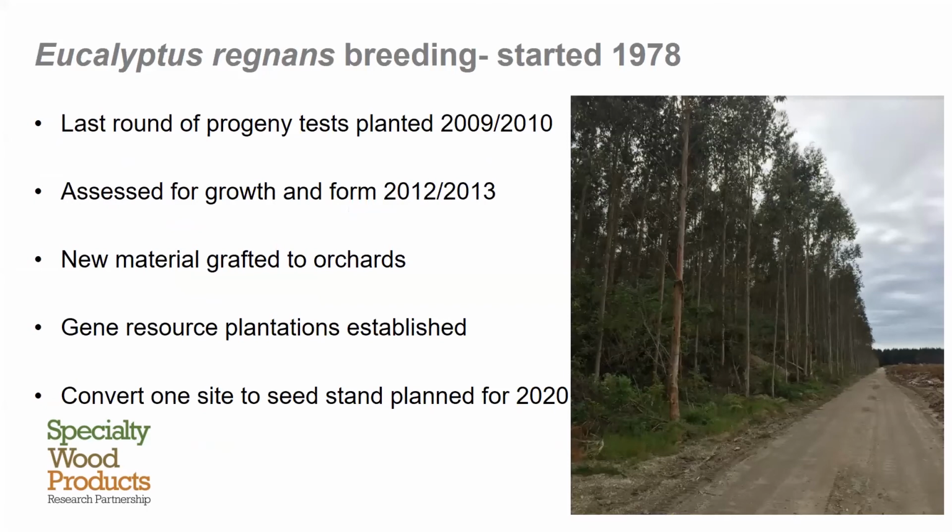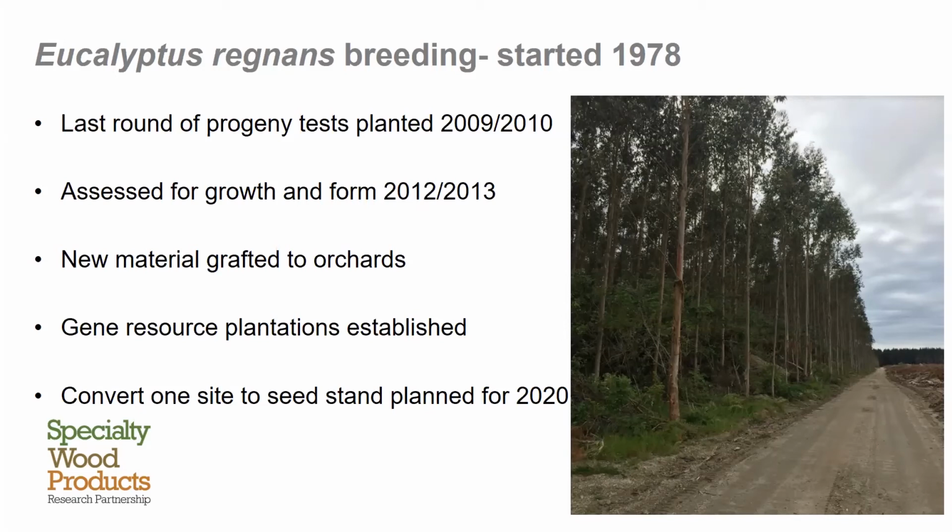Eucalyptus regnans, the breeding program started in 1978. The breeding population size is currently around 100 families. We're currently in the 3rd generation. The last round of tests was planted 2009, 2010. We have done a growth and form assessment, and new selections have been made and grafted to seed orchards.